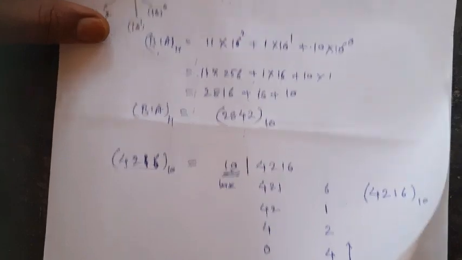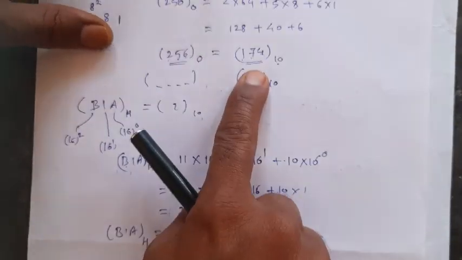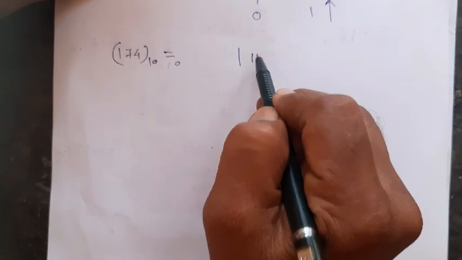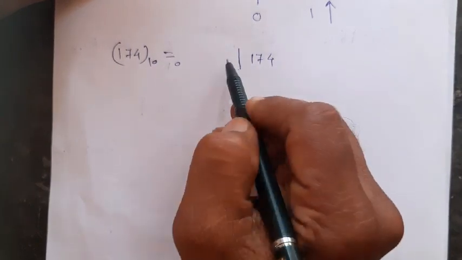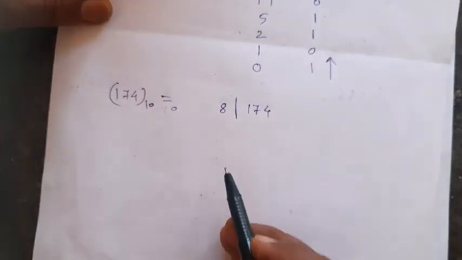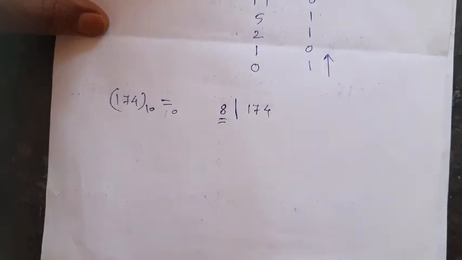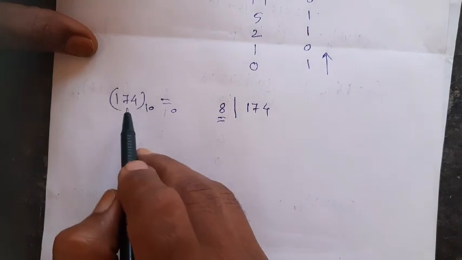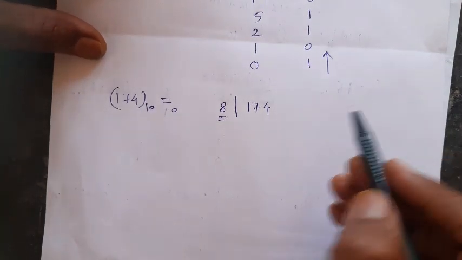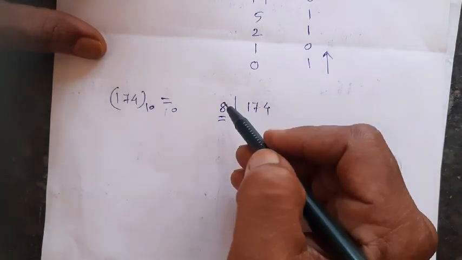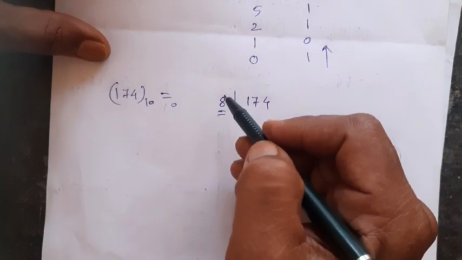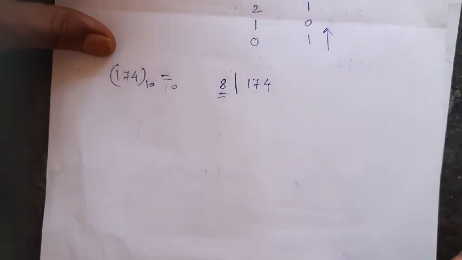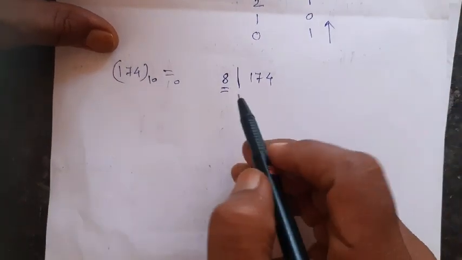I will check once whether it is 174. Yes, it is 174. Okay. And then again the technique is the same. Here I will write 174. I will have to divide it by 8. The reason is that this should be the base of the number system in which we will convert the decimal number. Though the base is 8, we are considering the division in the decimal number system because we are familiar with division in decimal.